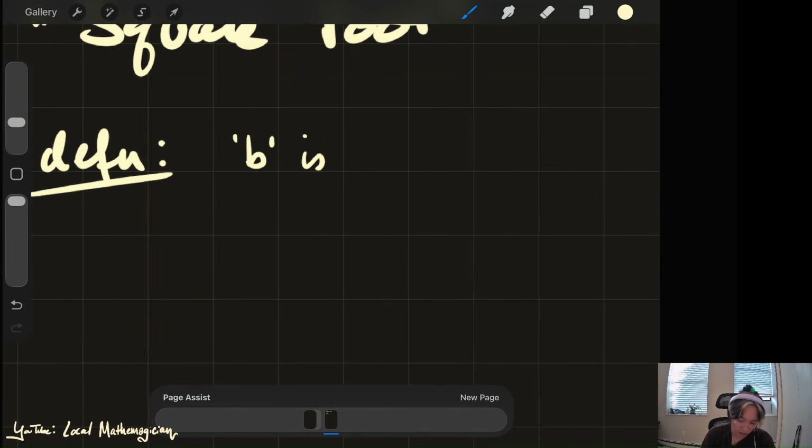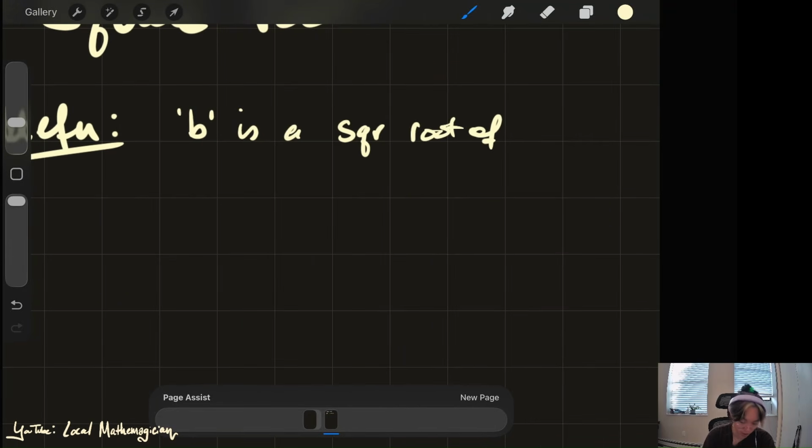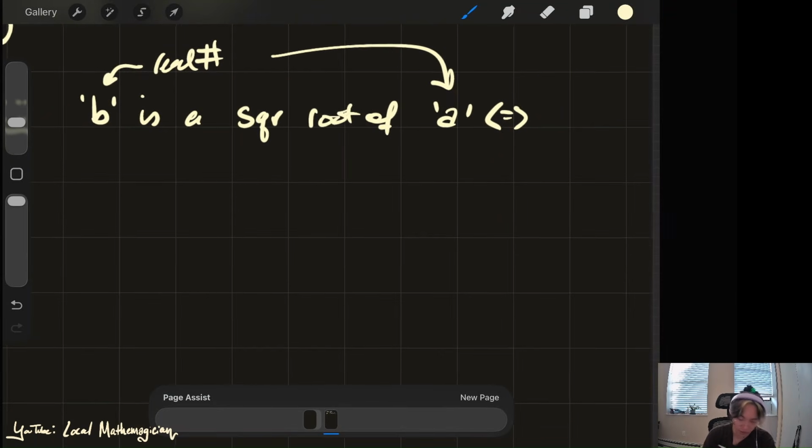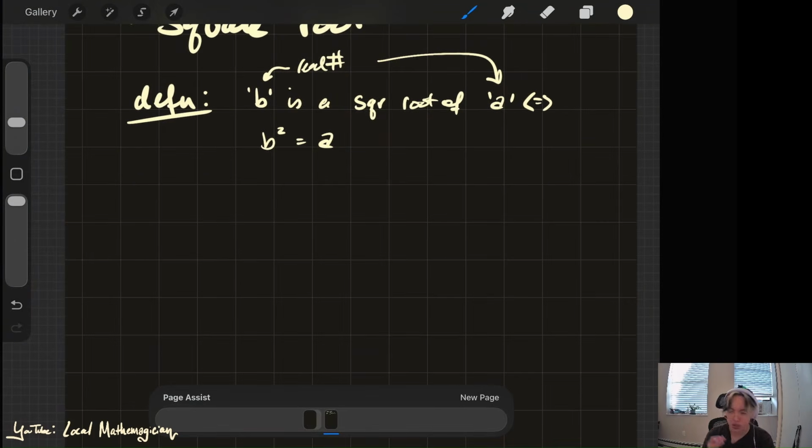B is a square root of A, assuming, for our purposes, real numbers, if and only if, definition always if and only if, B squared is equal to A. That's it, okay?